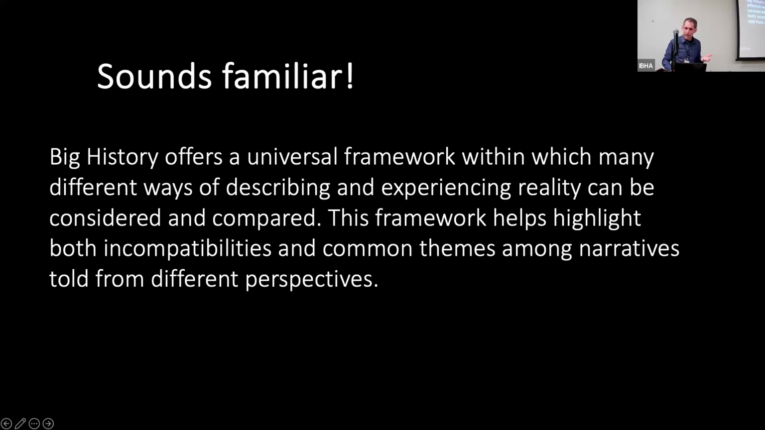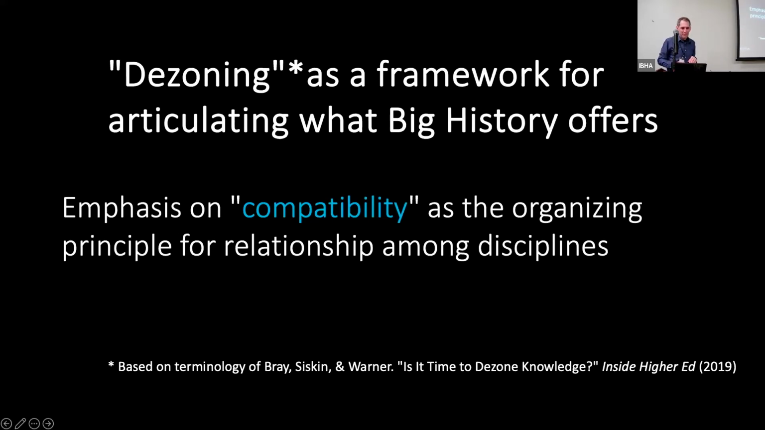And then I also came across, at the same time I was thinking about that, an article in Inside Higher Ed about the state of academia and the lack of communication among disciplines that we all talk about in the big history community a lot. And so it got me thinking about this. The word they use is dezoning, in the sense of neighborhood zones, right? Things are zoned for commercial, zoned for residential, and so on.